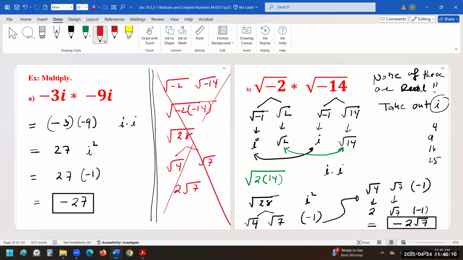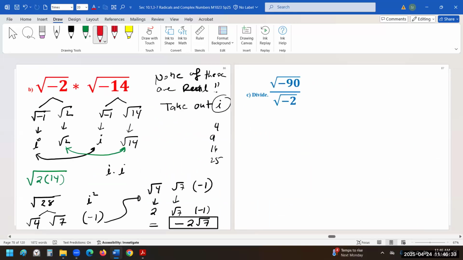Anytime you multiply, especially in multiplication, in division you can cancel them. But in multiplication, you must bring out your i first, and then you multiply the numbers. Why? Because of the i squared. If you have two i's, they automatically turn into a real number.